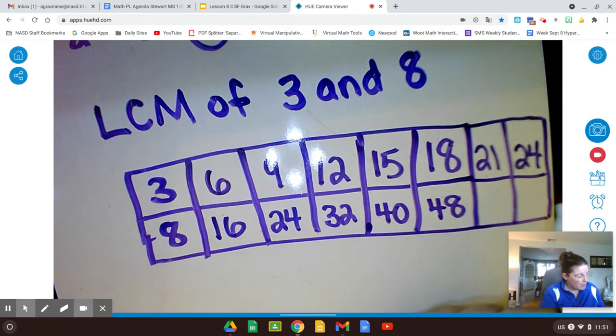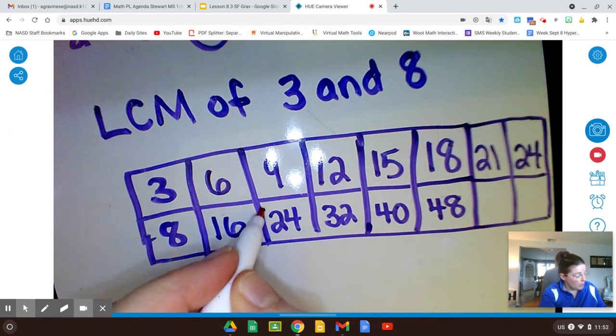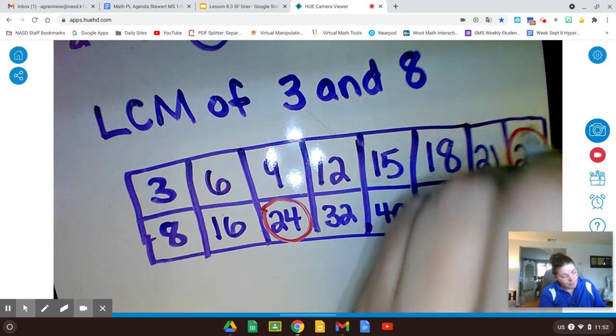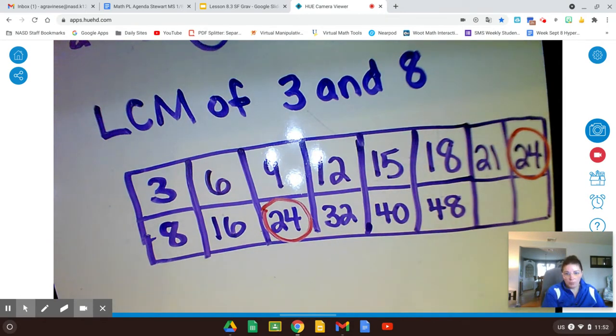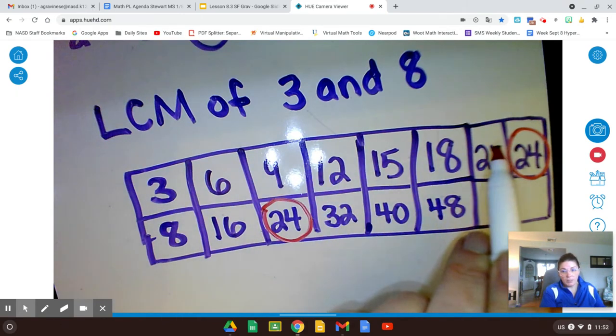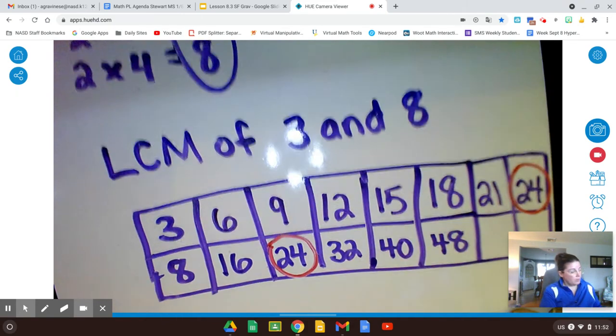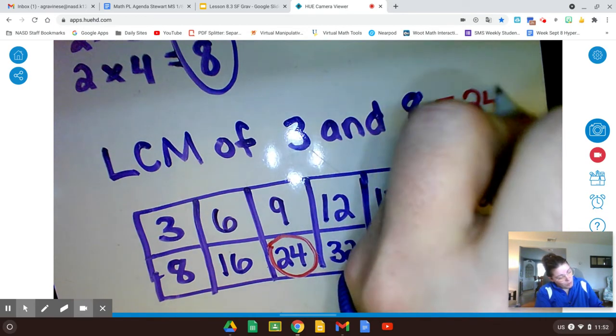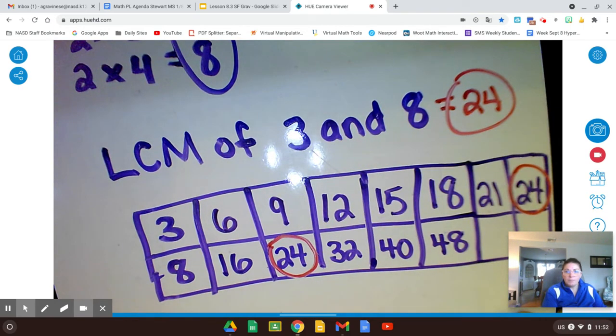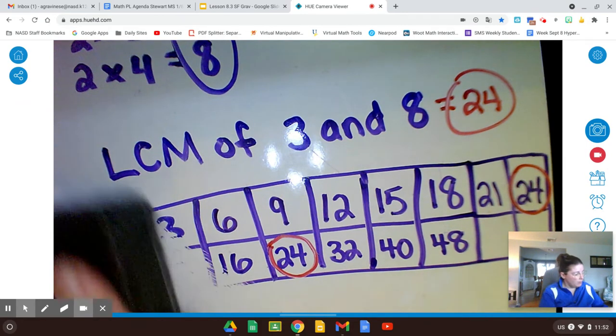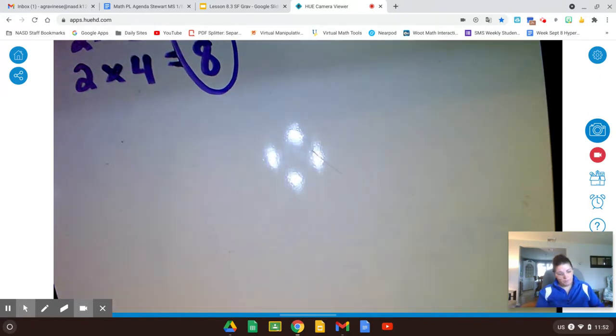Yep, there is. I put 24 here, and I remember when I was going through my 8s that I also had a 24. So that's a common multiple of 3 and 8. Now, is it the first multiple in common? Yeah. They didn't have anything else in common until I got to 24, which means that the least common multiple of 3 and 8 is 24. All right, let's do one more and I'll let you try it.